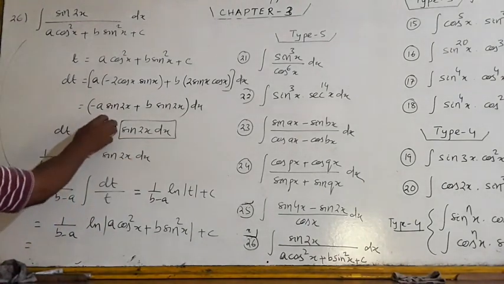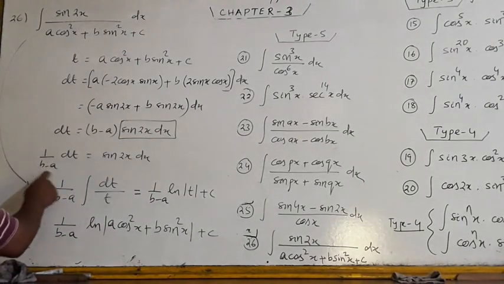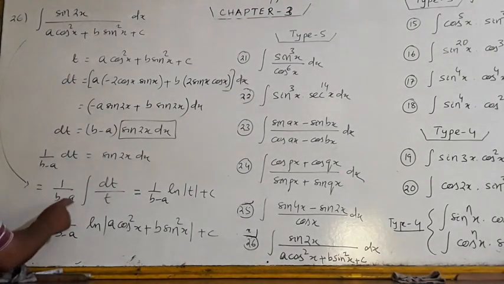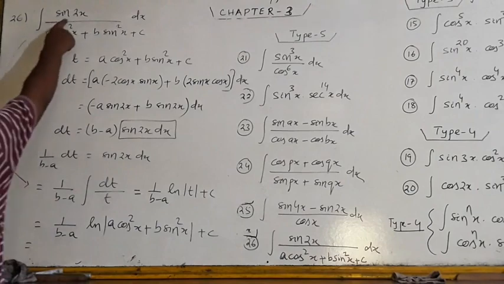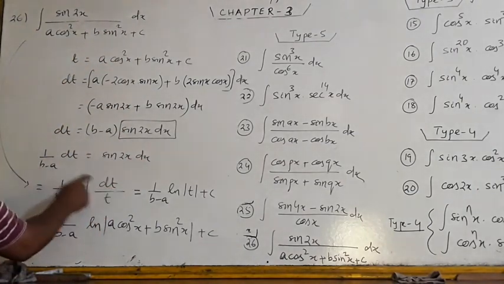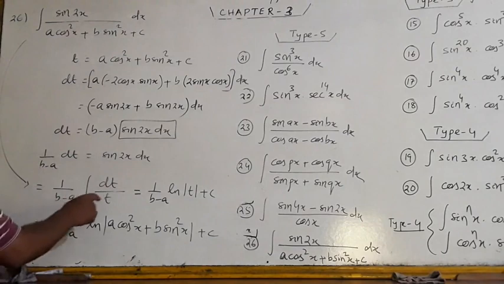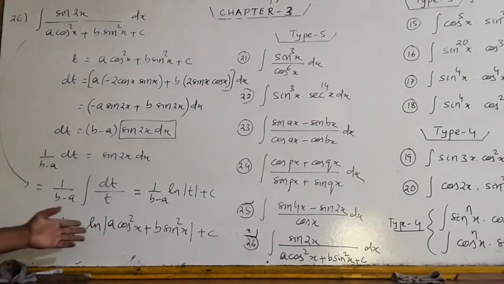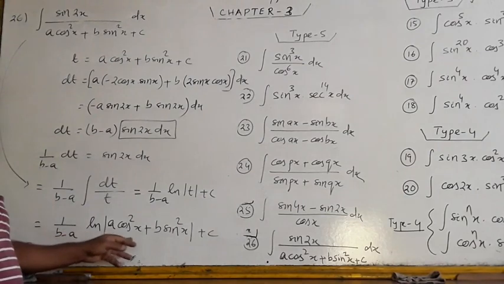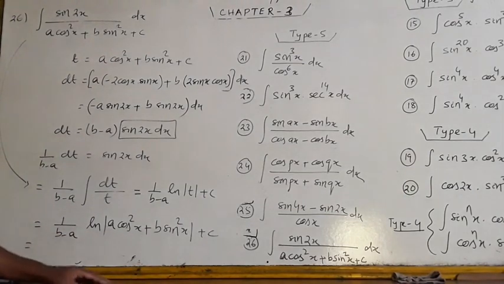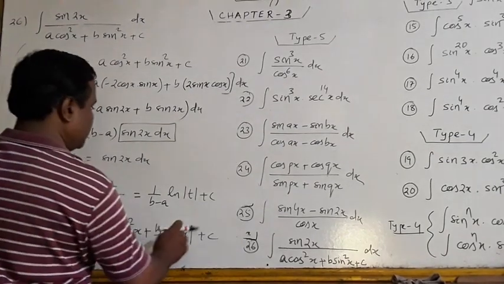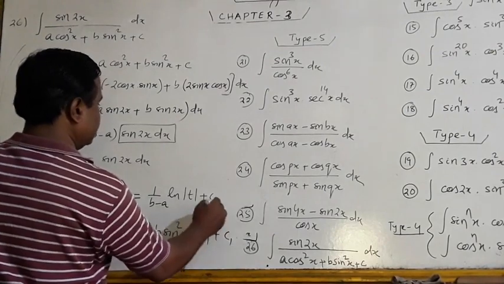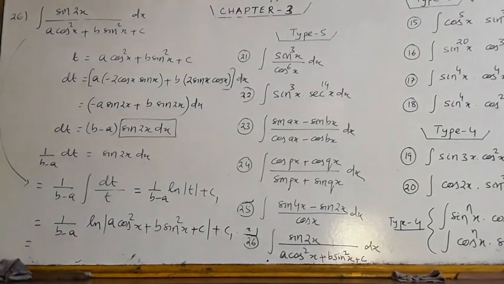It is dt. Taking this here, 1 by b minus a dt is sin 2x dx. And it becomes 1 by b minus a. And integration sin 2x dx is dt. And the denominator is t. dt by t is ln t. And putting the value of t, you get the answer 1 by b minus a ln of a cos square x plus b sin square x. Plus here you have to put another plus c, and there is a constant c1. Okay, there is a constant c1.